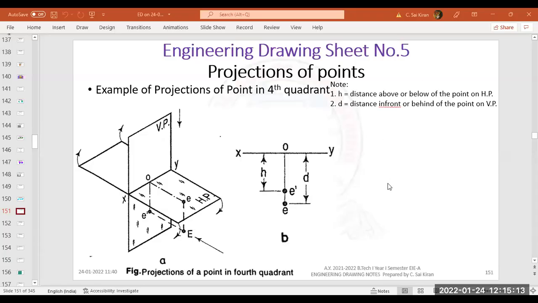So in the fourth quadrant, H is below the XY line. H is negative, so it will be below the XY line, and D is positive. Because the point is below the XY line, it will be below the XY line in this case.